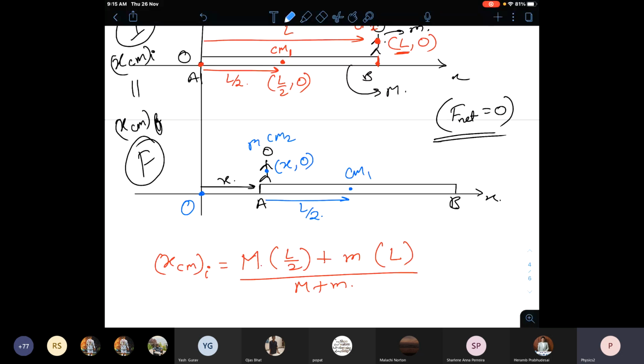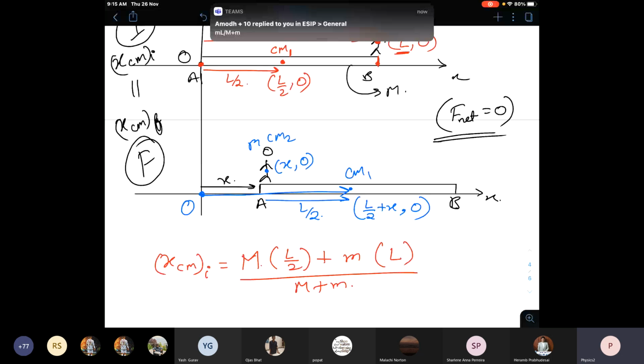Now the coordinates of the center of mass of the first one, that is of the plank, can be written as how much? What is the x coordinate? You can see from the origin the center of mass is at a distance of L by 2 plus x comma 0. The coordinates of center of mass from the origin is L by 2 plus x comma 0. Yes, this should be the answer.